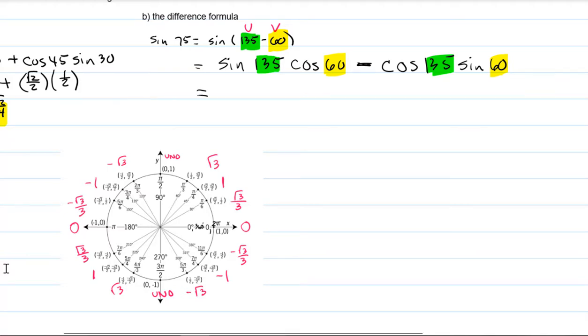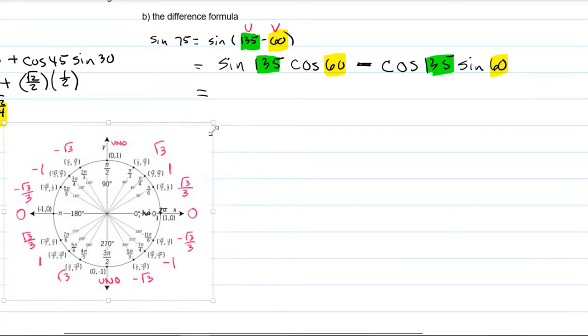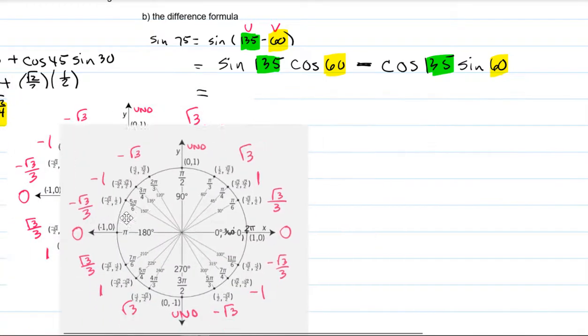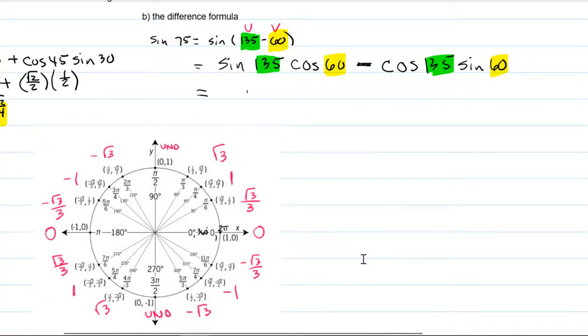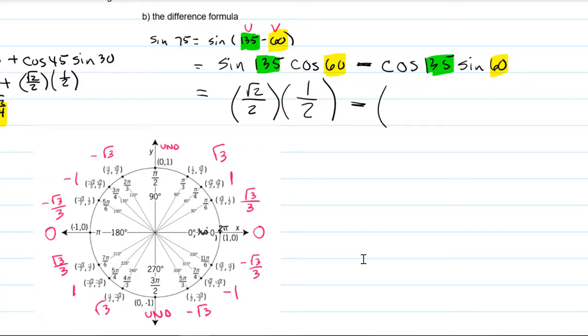This is where a lot of people make mistakes, so take your time. The sine of 135: we look at our y value at 135, and we get square root of 2 over 2. Then the cosine of 60: we look at our x value at 60 degrees, and that is 1/2. So we've got that product right there. Then we subtract the cosine of 135. Looking at 135, the cosine, my x-coordinate, is negative square root of 2 over 2. And then the sine of 60, my y value, is square root of 3 over 2.